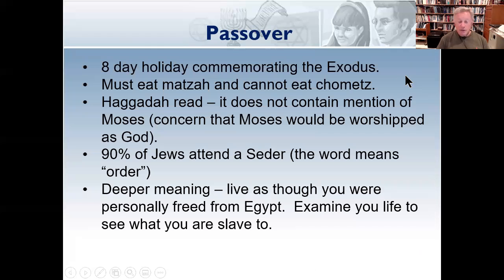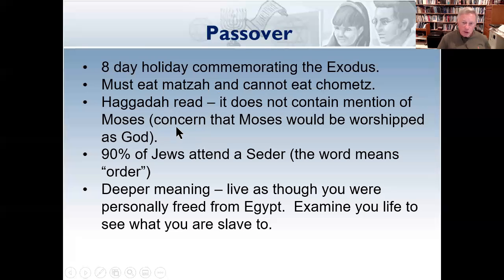8-day holiday. There are 2 commandments associated with it. You must eat matzah, and you cannot eat chametz. We'll talk a lot more next week about what those things are. There is a traditional reading called the Haggadah. The word Haggadah is related to the Hebrew word for a story, so we read the story.